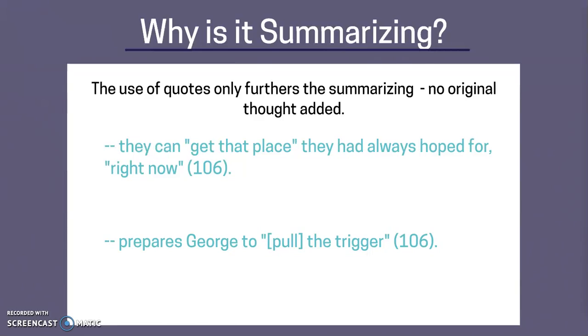And another reason that it is summarizing is that the quotes that are added, while they are added seamlessly in perfect quote integration, they do not contribute to an original idea or stating why the text is significant. It only furthers the summary of the text previously read. For example, they can get that place they had always hoped for right now. Again, just restates what is in the text, as does prepares George to pull the trigger. So now that we know a little bit more about summarizing, we're going to look at why analyzing is different.